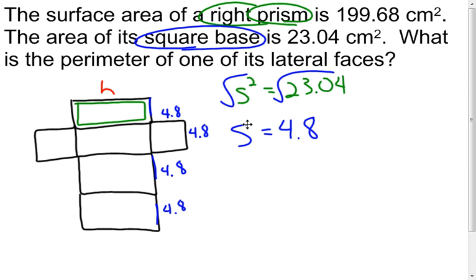The way I'm going to do that is go back to my surface area. Surface area is the area of all the faces added together. I know that this one has an area of 23.04, and this one has an area of 23.04. But it's all of the rectangles that I don't know. What I do know is that if I take base and multiply it by height, I'll get the area. My base is h, my height for each rectangle is 4.8, so that gives me an area of 4.8h for every single one of these rectangles.